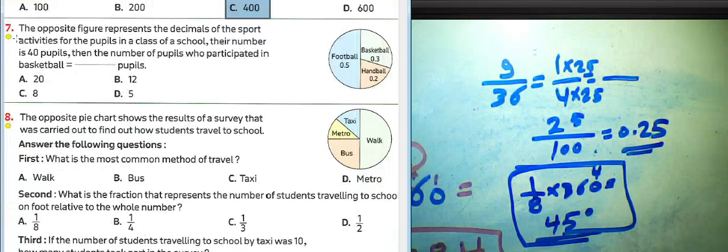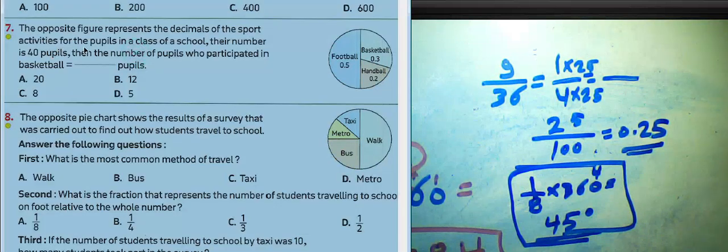Question number 7. The opposite figure represents the decimal of sport activities for pupils in class.